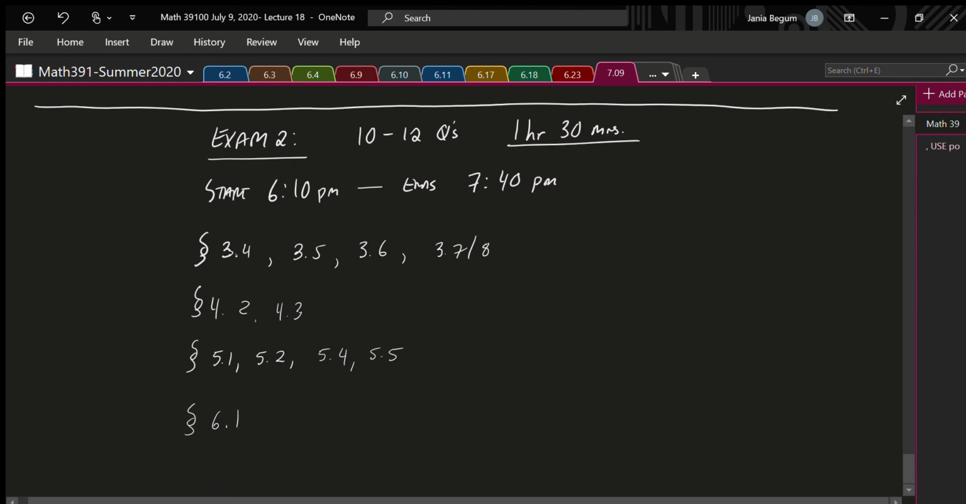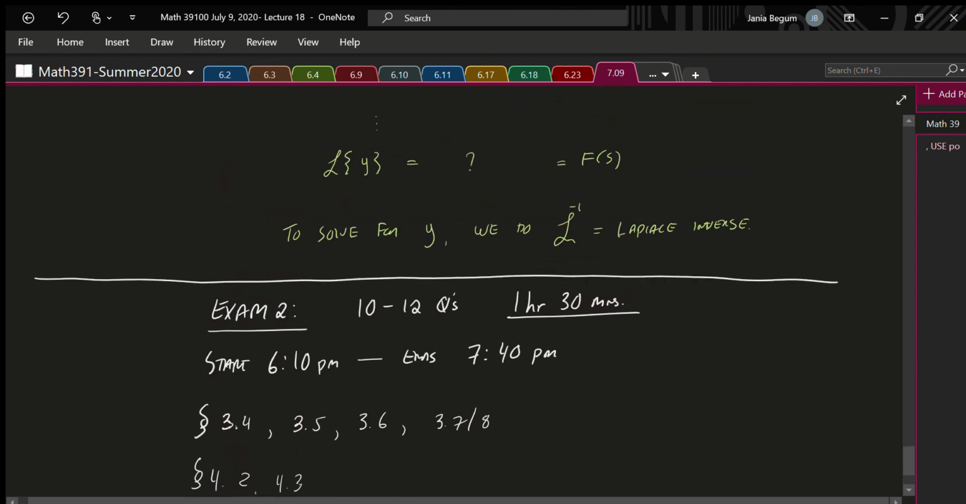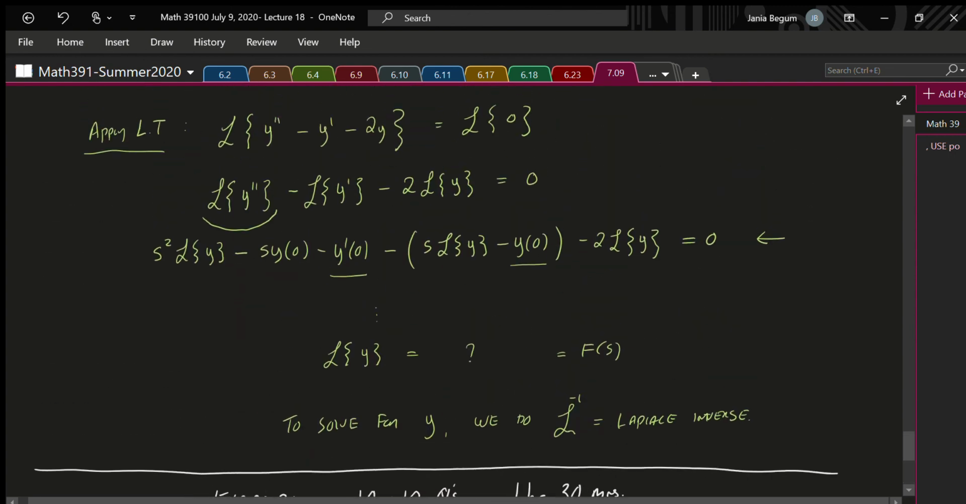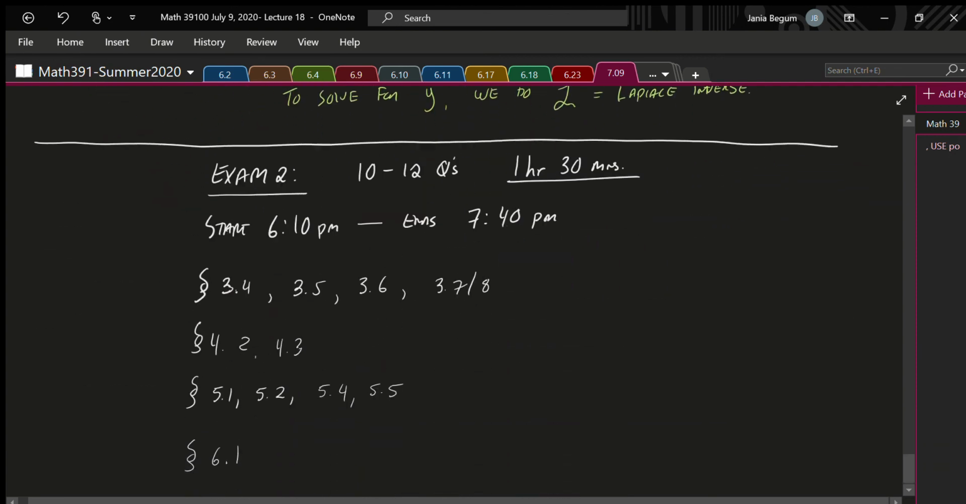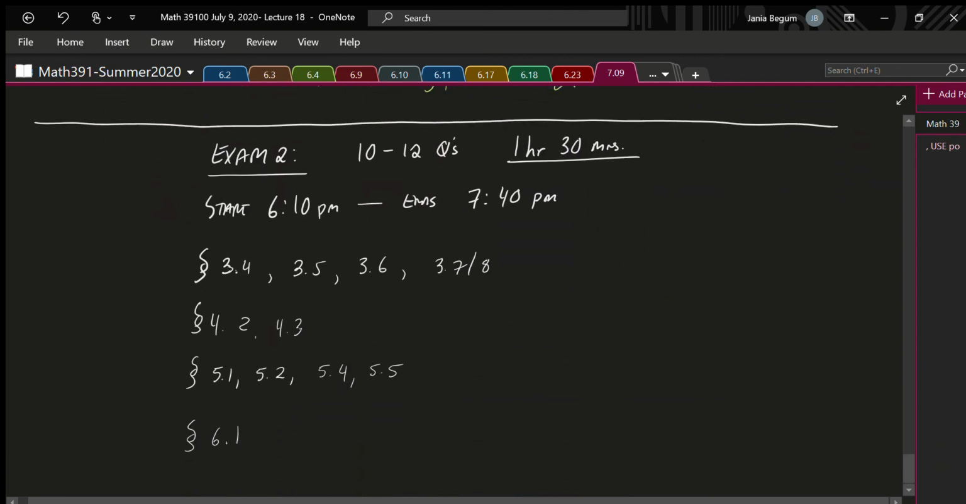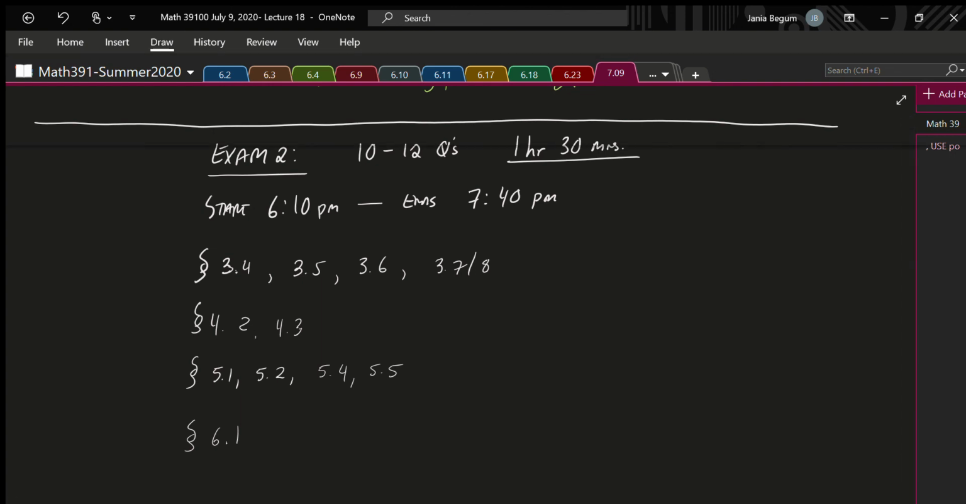I'm not going to put 6.2 because I wanted to run through this example before I put an example on the test, so I wouldn't do that. So this is all for the test number 2. Alright, so any questions you guys have? Any questions with regard to the exam?